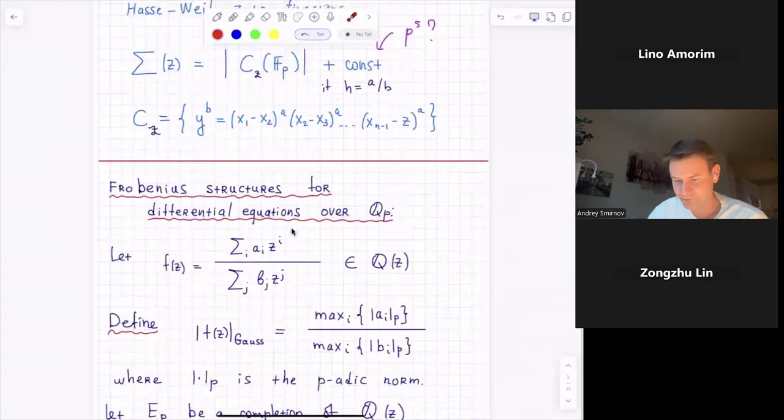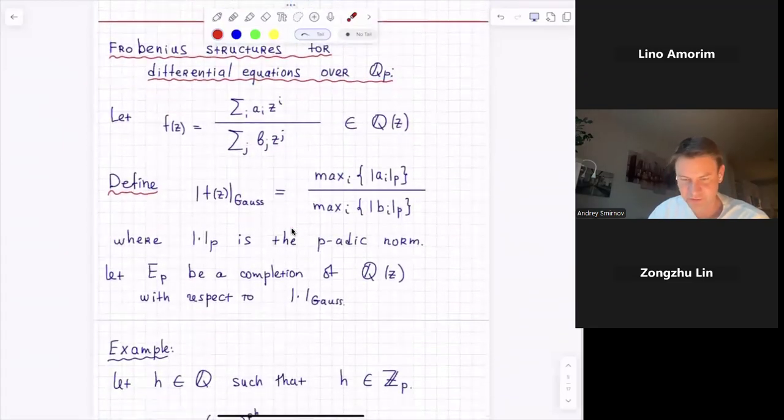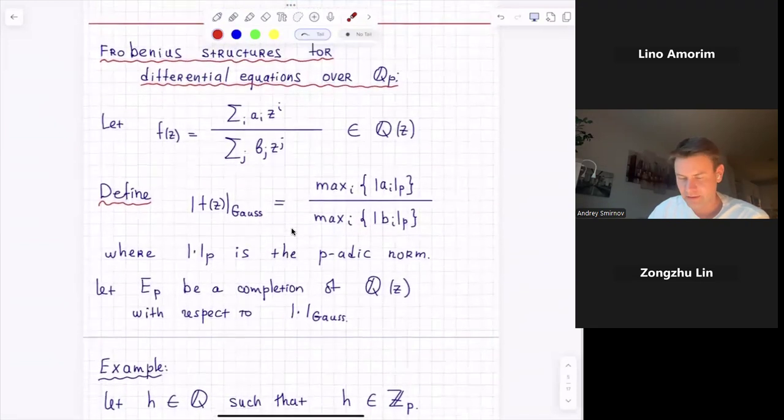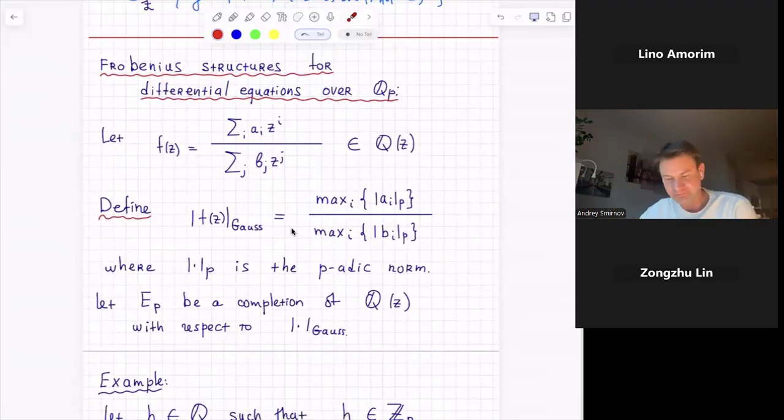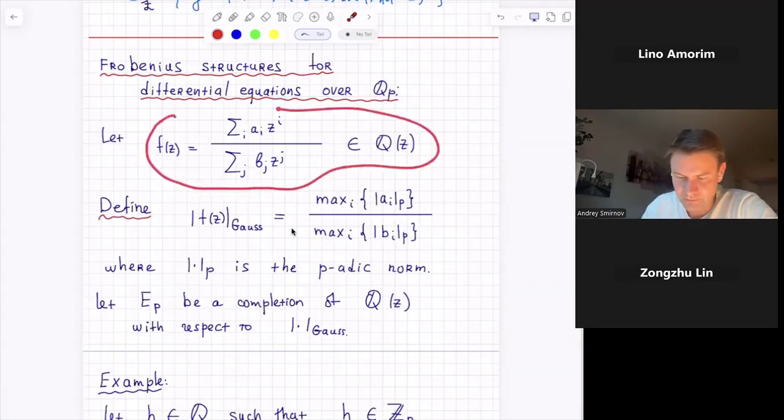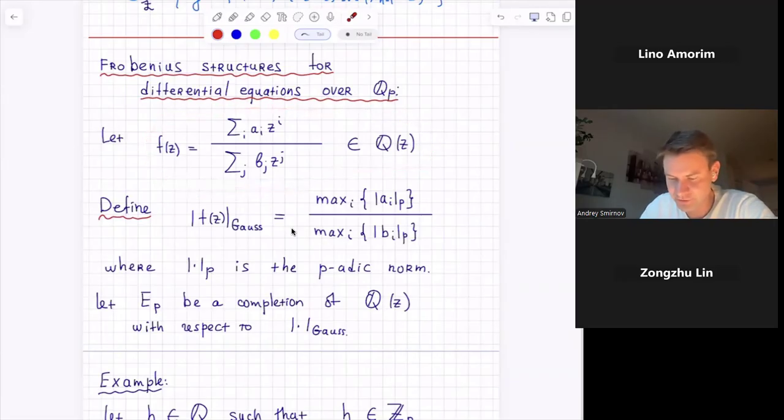So let me switch to Frobenius structures for differential equations. I want to introduce one simple notion, which I need to define the Frobenius structure. And this notion is the following. Let's start with a rational function with rational coefficients. The numerator of this function is given by some polynomial in Z with rational coefficients, and the same for the denominator.